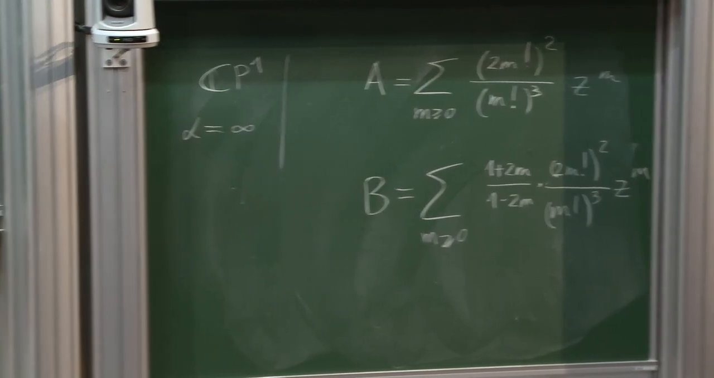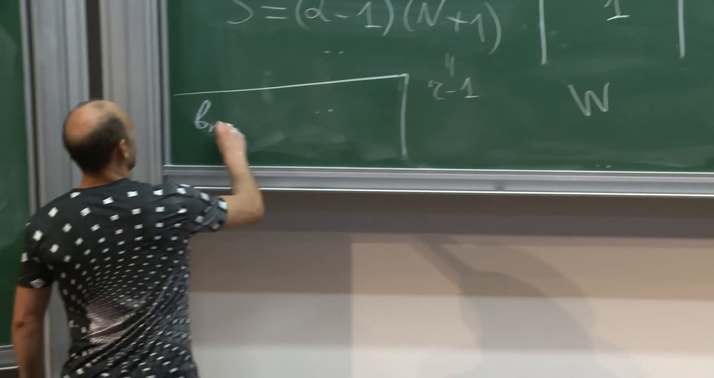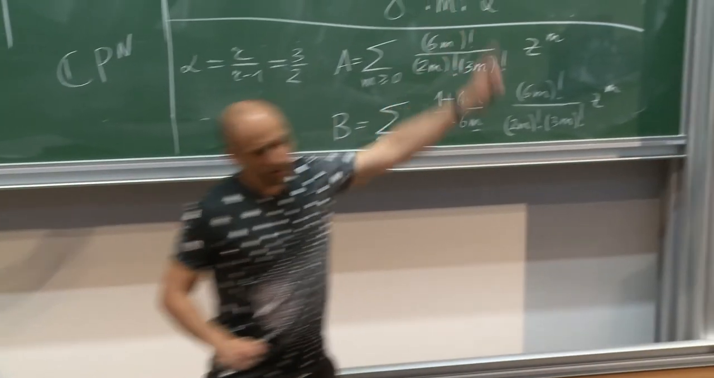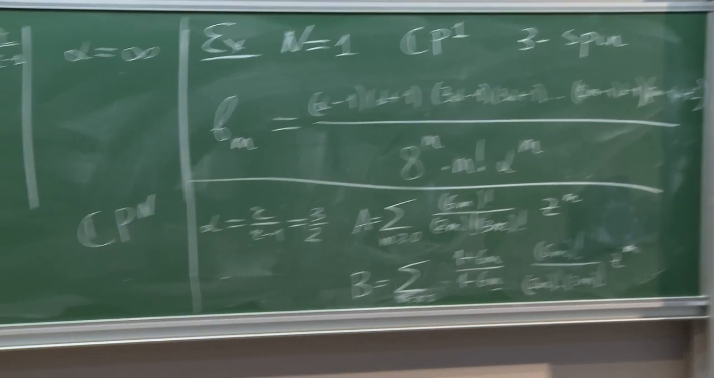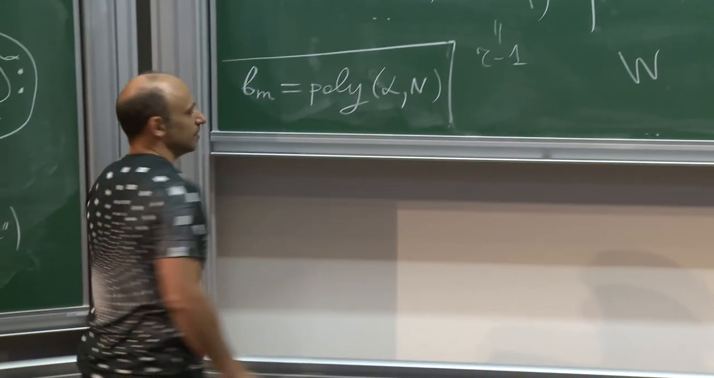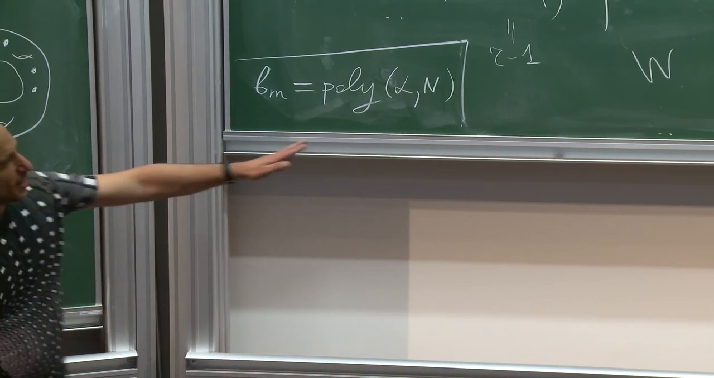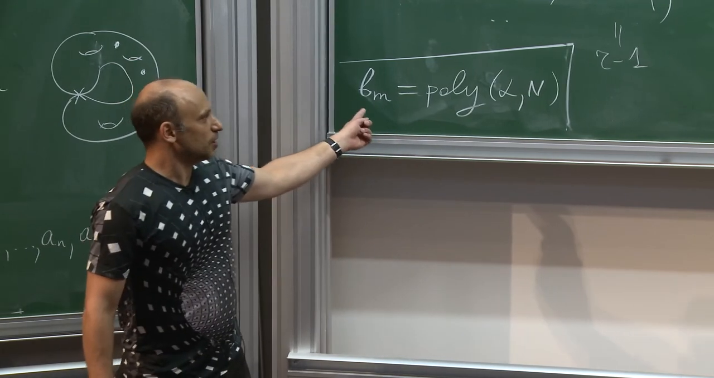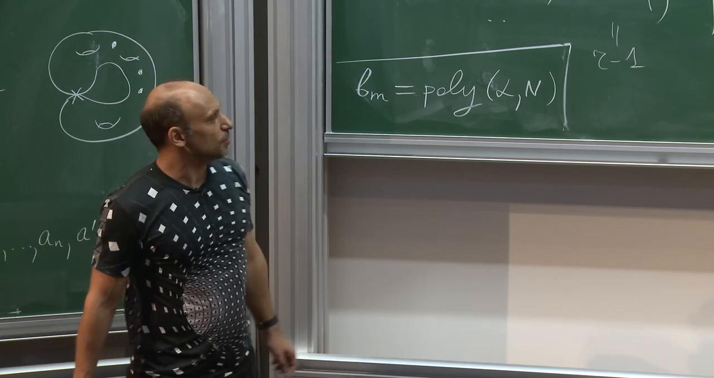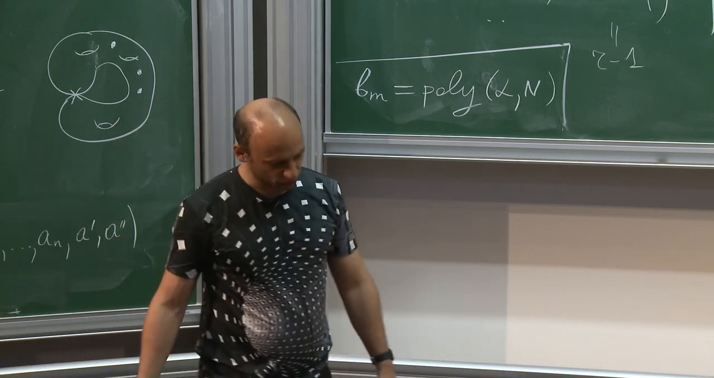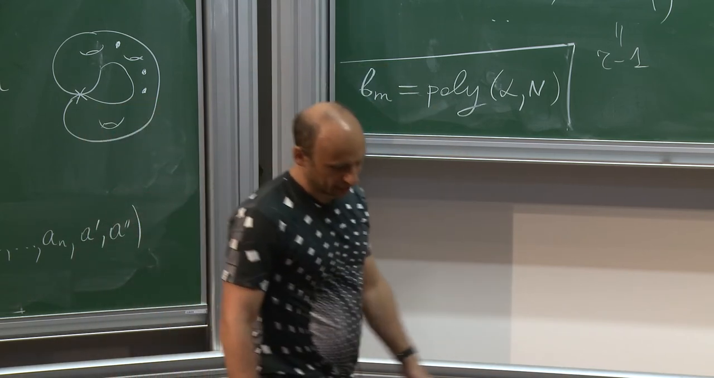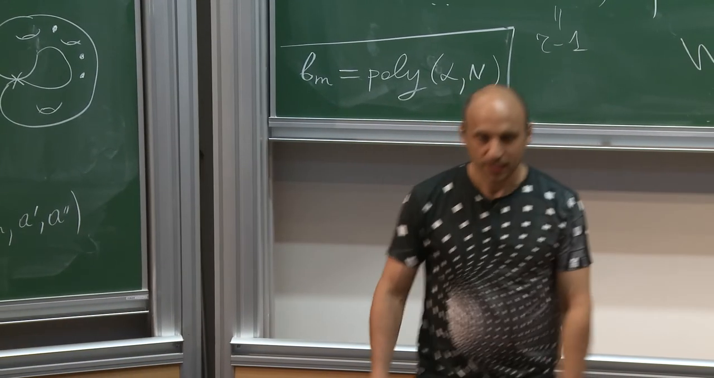One last remark, maybe here. So Bm is actually a polynomial, well, up to this alpha to the power m. It is actually a polynomial in both alpha and n. Right now I plugged in n equals 1. But actually there is one sequence of polynomials in alpha and n that contains all the information about Gromov-Witten theory of all projective spaces for any n and all Witten's classes for every r and the asymptotic expansions for all our differential equations. Thank you very much.